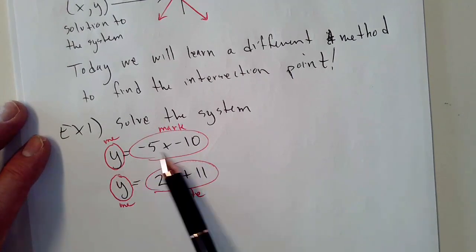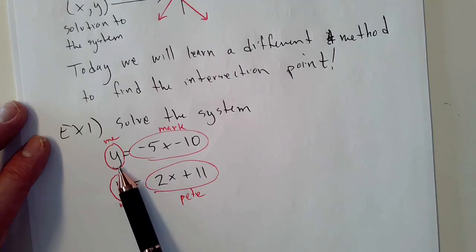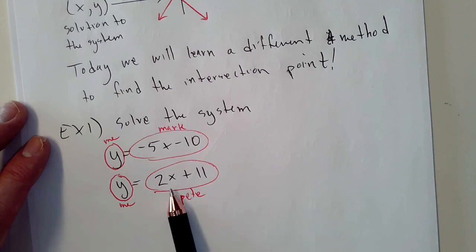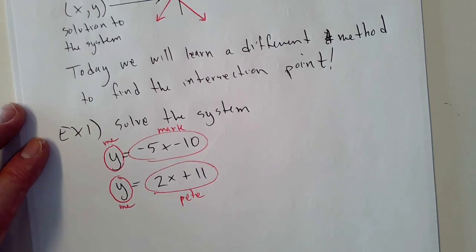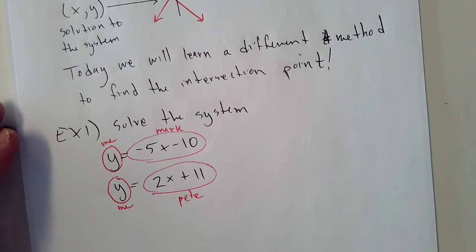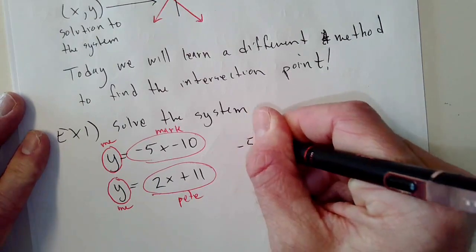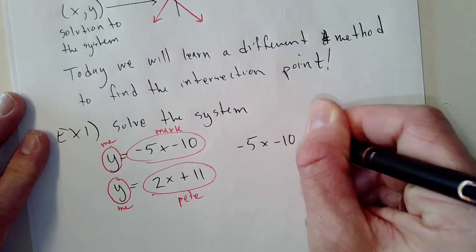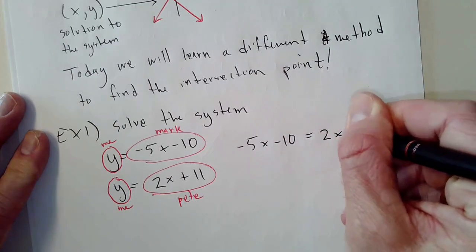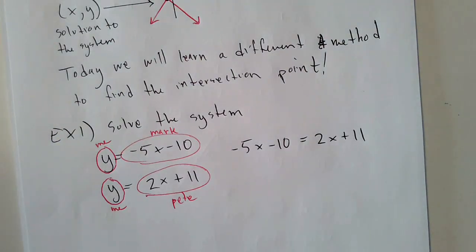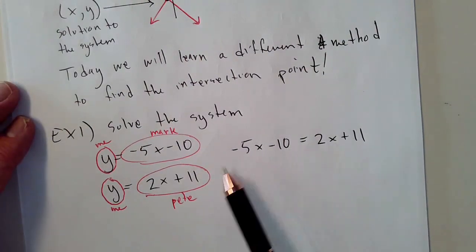So how does this relate to math? In this way, we can see that y equals negative 5x minus 10, but at the same time, y also equals 2x plus 11. Therefore, what we are trying to get is one equation with one variable so that we can solve for it. And we can get that. There it is.